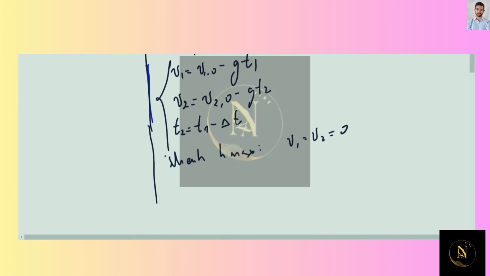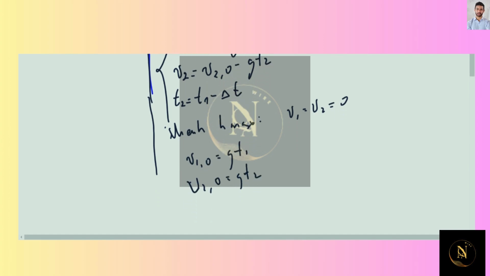So when h is maximum, both velocities are 0. Therefore the equations become v1 0 equals g t1 and v2 0 equals g t2. And again, t2 equals t1 minus delta t.